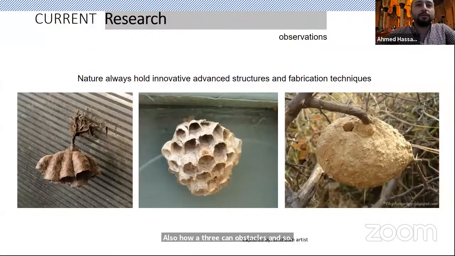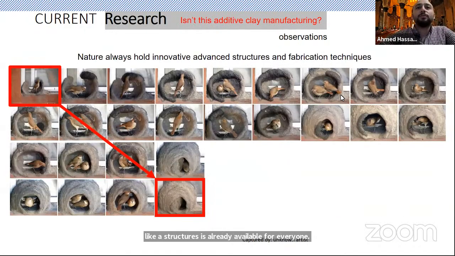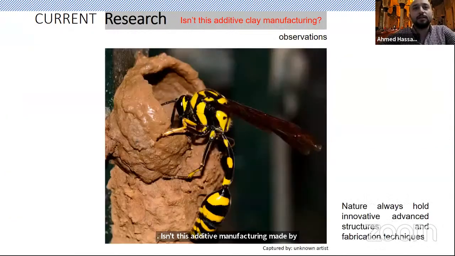Nature always holds innovative advanced structures and fabrication techniques. So I started to observe what fabrication techniques and structures are out there, what nature can bring to me as structures already available for everyone. So I started having a lot of observations like this one. Isn't this additive clay manufacturing made by a bird building his nest? Isn't this as well additive clay manufacturing by a wasp building his nest?